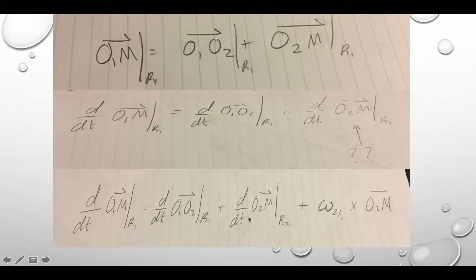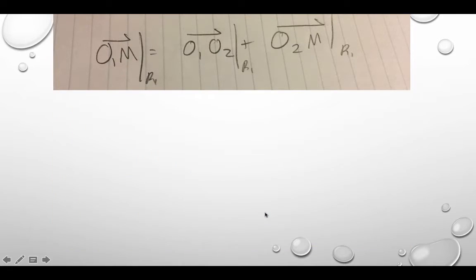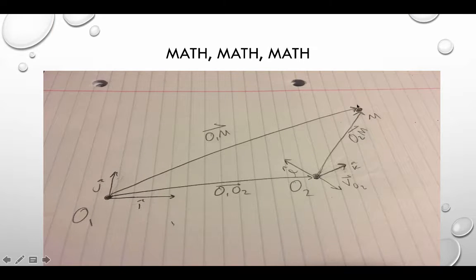Next we have the term d/dt of O2 to M in R2. That term is describing how M moves in reference to reference frame 2 right here. So in the basis K, L and with point O2 that's moving at this speed, how does M move? This is actually also a pretty simple derivative, as you will know O2 to M from your initial position function in R2.